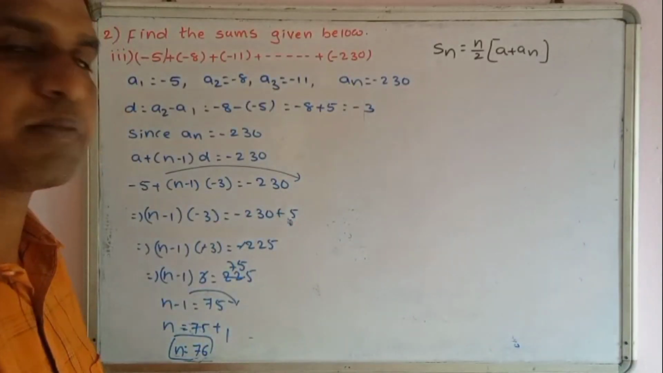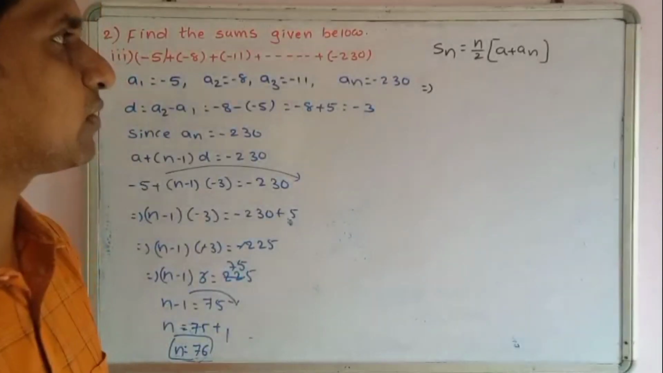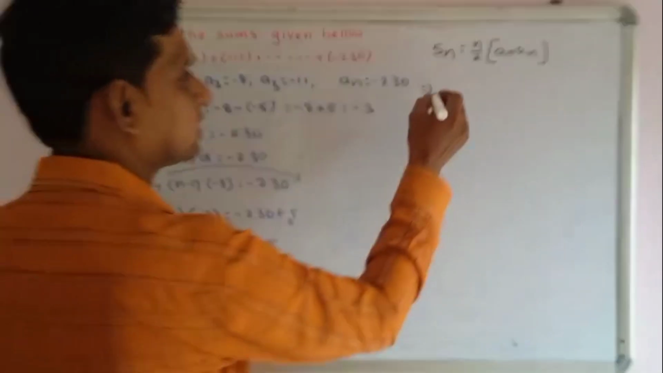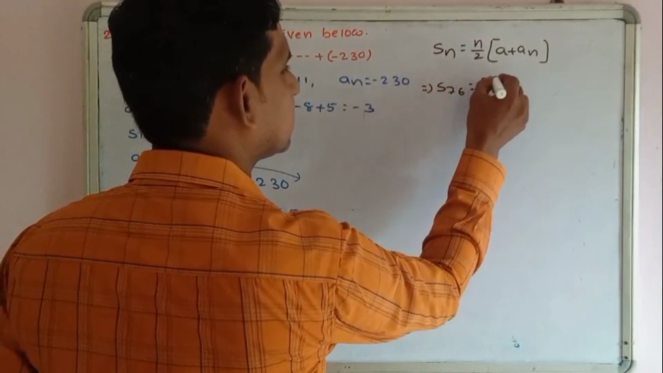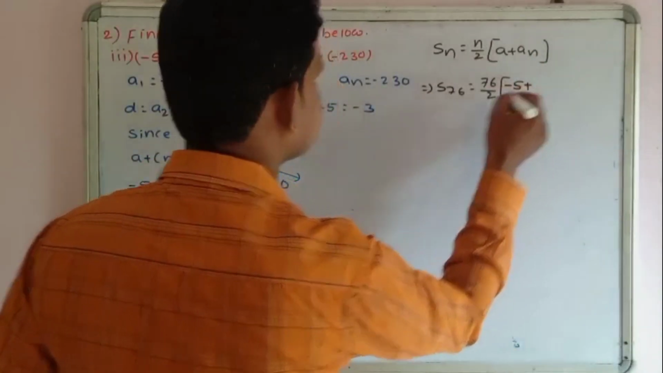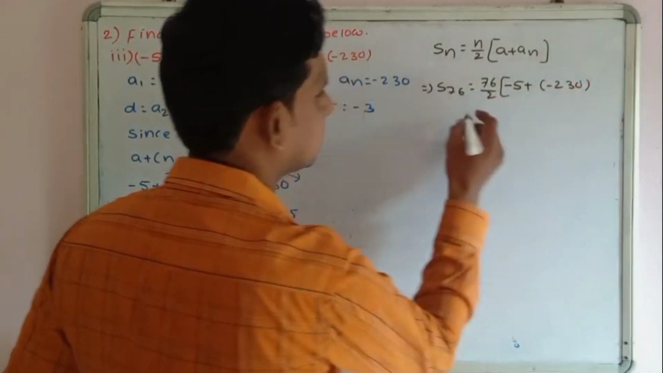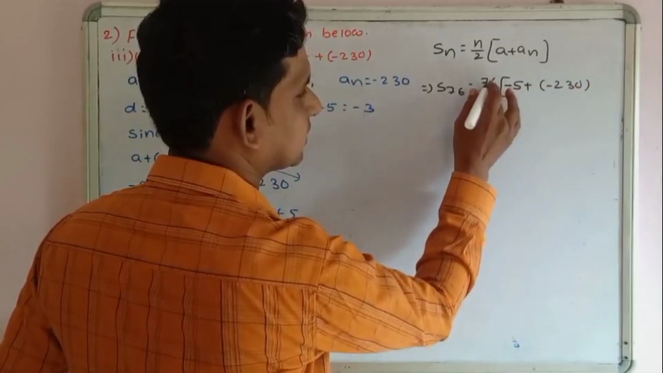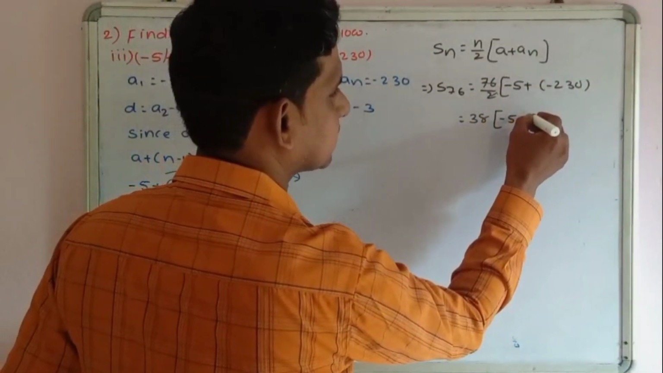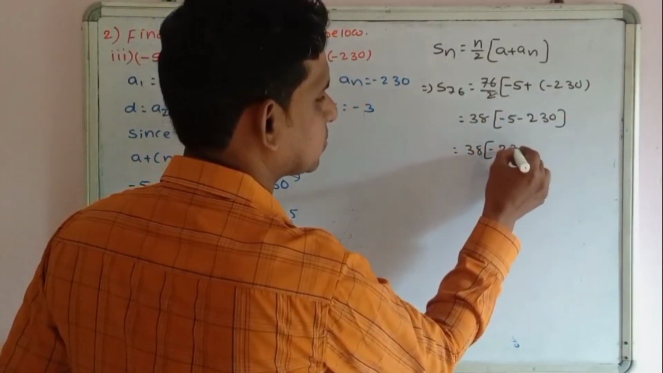Now we will find the sum of 76 terms. Sn equals, what is the formula? Sn equals n by 2 into (a plus an). So here how many terms are there? 76 terms. So S76 equals 76 by 2 into (a value minus 5 plus an value minus 230). So 2 how many times? 2 3s are 6, 2 8s are 16. So minus 5 plus minus is minus 235. So 38 into minus 235.